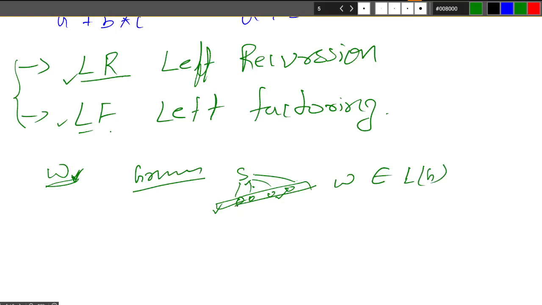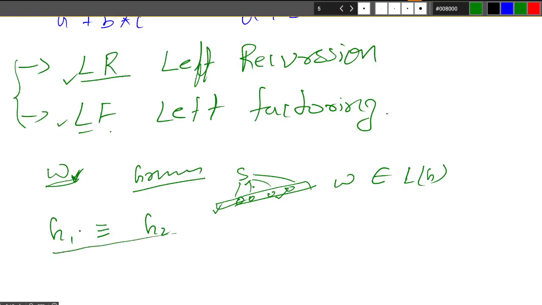Suppose there are two grammars, grammar 1 and grammar 2. Now, is it possible that these two grammars are actually equivalent? That is, is it possible that the two grammars are generating the same language?